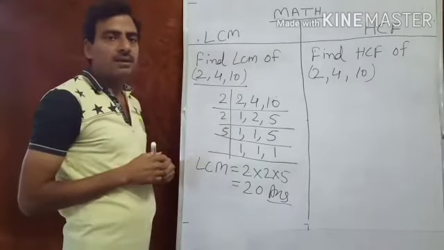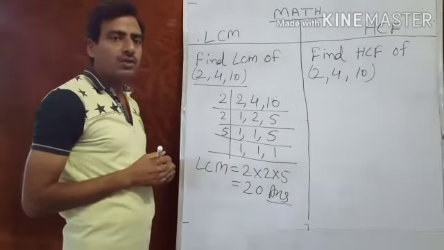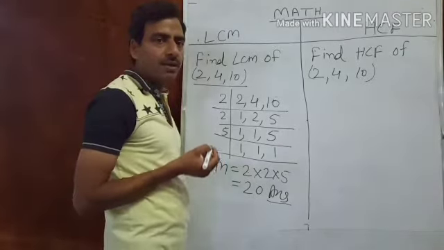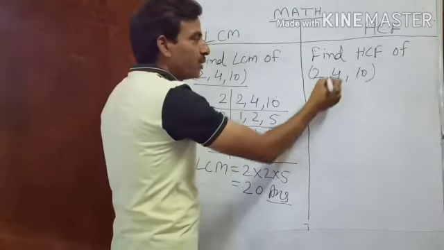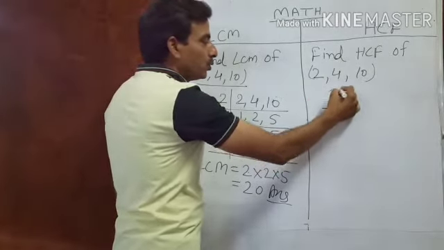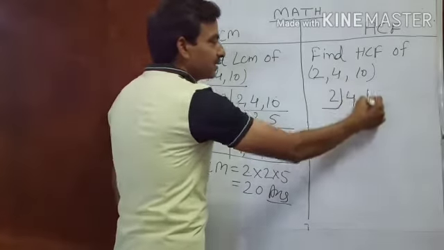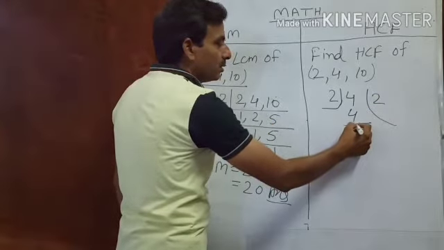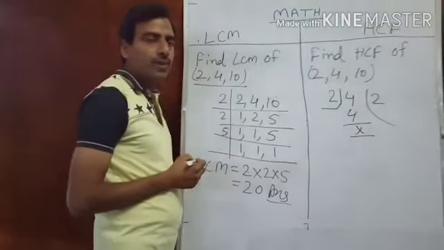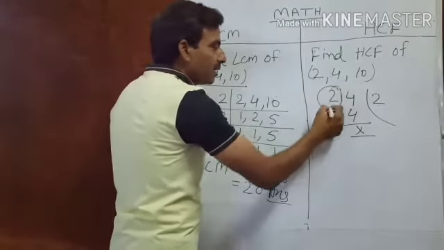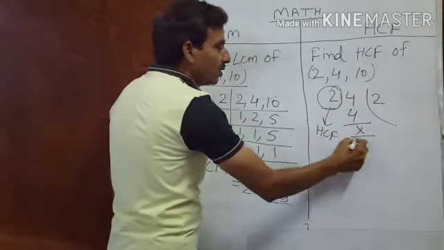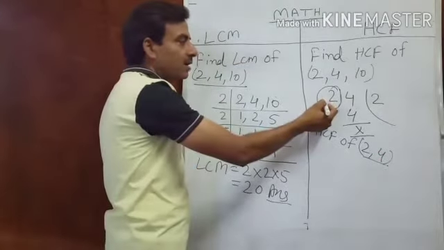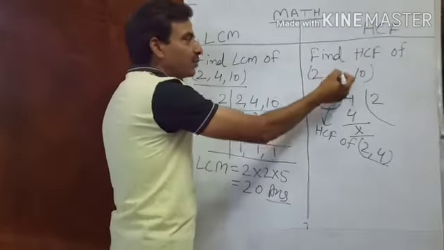Another method to get the SCF is also called the division method. We divide by the smallest number into the greater number. Like 2 is the smallest number over here, we divide 4 by 2. 2 2s are 4. Nothing remains. It means 2 is the SCF of 2 and 4. The divisor is the answer.